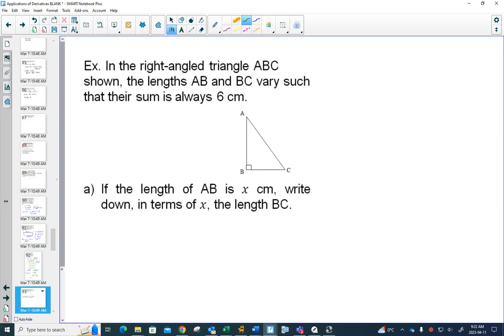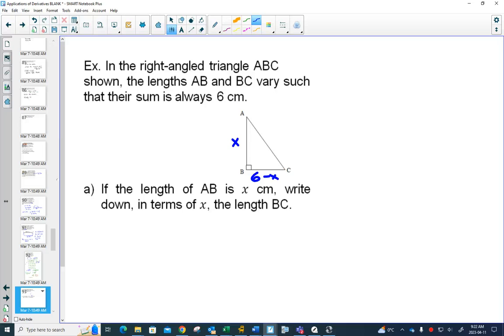So you've got a right angle triangle here, and A B and B C, their sum is always 6. So one of the skills that we're also going to develop, besides not losing our pen, is to write things in terms of x. And this one has set it up for you. They say, let's make A B x. What would the length of B C be? If they have to add up to 6, this is going to be 6 minus x.